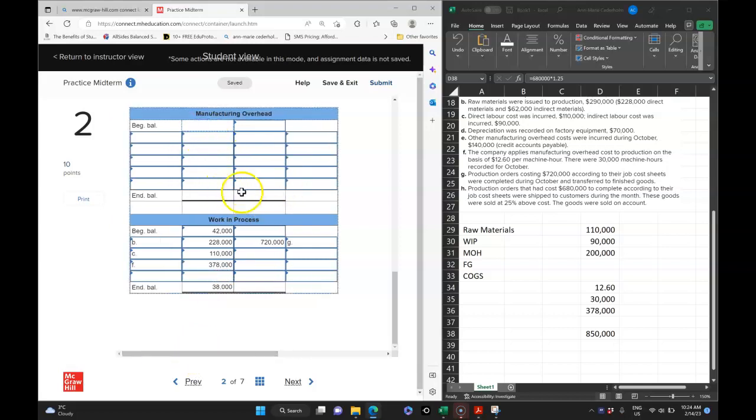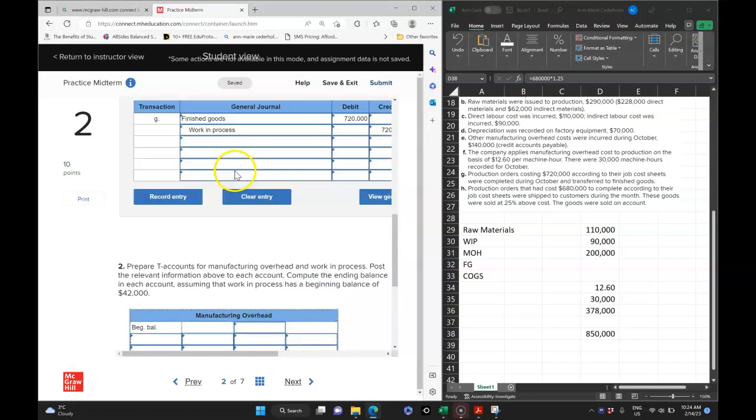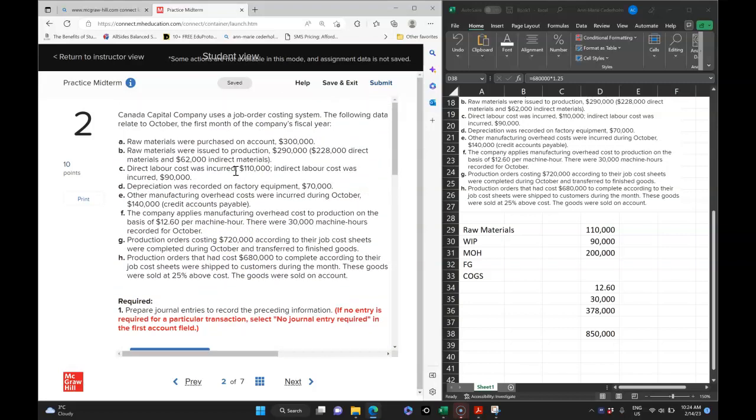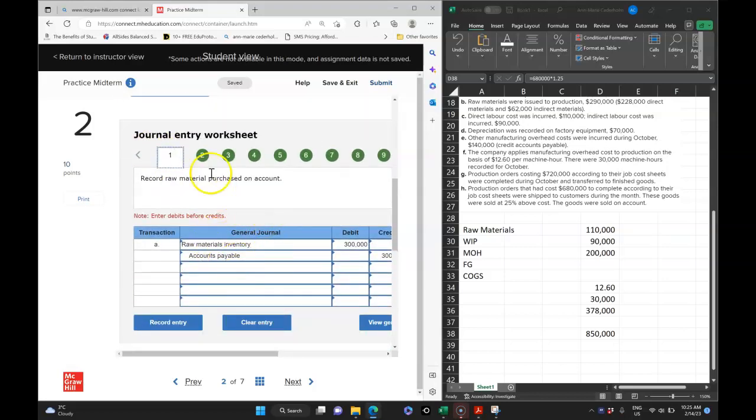And I'll do the same thing with the manufacturing overhead. Now, manufacturing overhead, if it's at the beginning of the year, we wouldn't have a beginning balance because we always clear it out. We taught you to clear it out to cost of goods sold. But if this was just a monthly, let me just see. Yeah, this is the first month of the company's fiscal year, so that's why it's not going to have a balance. But if we were in the middle of the fiscal year, then we may have a beginning balance in manufacturing overhead. Okay, so let's just go back to number 1 and read the journal entries.